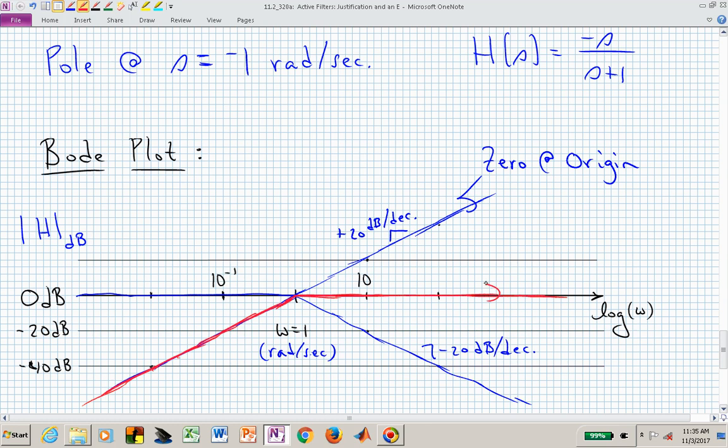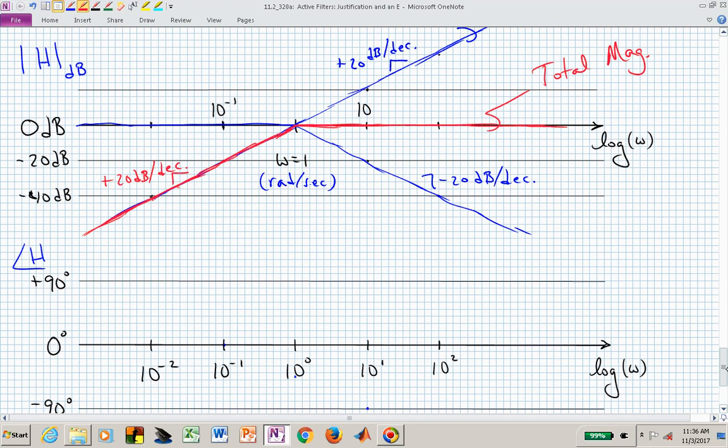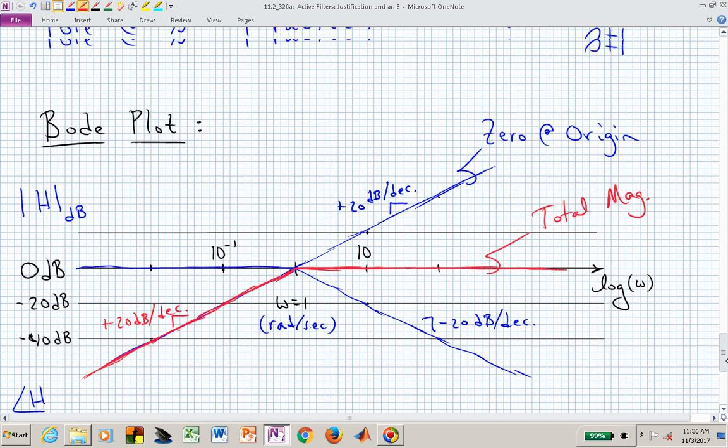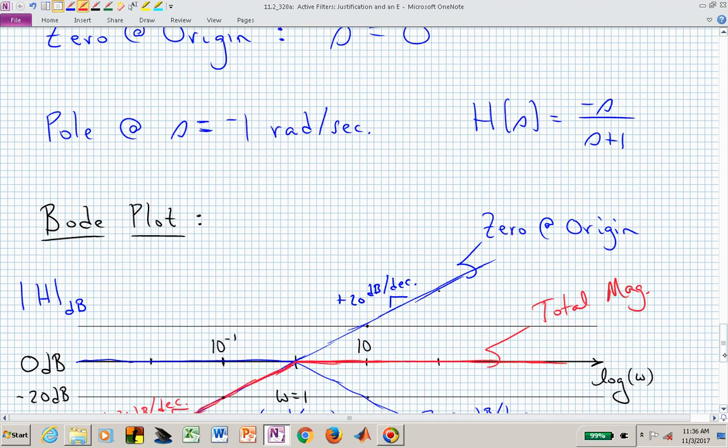So this is now the total magnitude response, and it's coming up from the bottom at plus 20 dB per decade. And from this magnitude shape, you should be able to now say what kind of a filter type we're looking at. It's now a high-pass filter. Let's look at the phase plot of this particular transfer function.